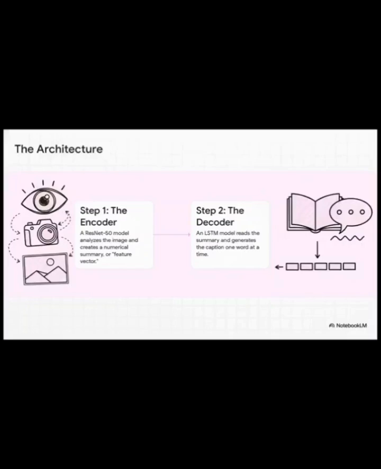Then you have the second part, the decoder. This is our storyteller. It's a different kind of model, an LSTM, that's really good with sequences, like sentences. It takes that numerical summary from the eye and starts writing the story, one single word at a time.